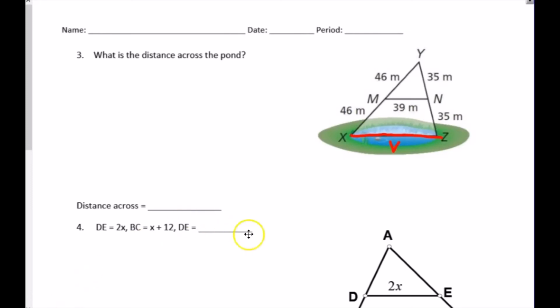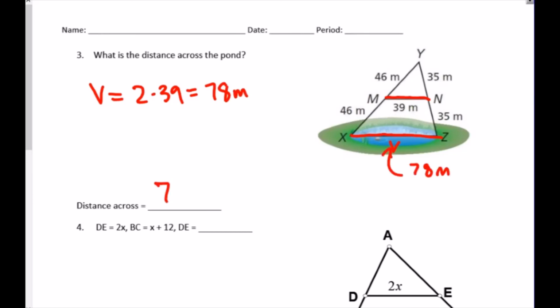So how do I figure out this distance if the midsegment is 39? Okay, I'm going to take that midsegment and times it by 2. So 39 times 2 is 78 meters. Okay. Any questions on that? If you've got a midsegment, to find the side, you just multiply it by 2.